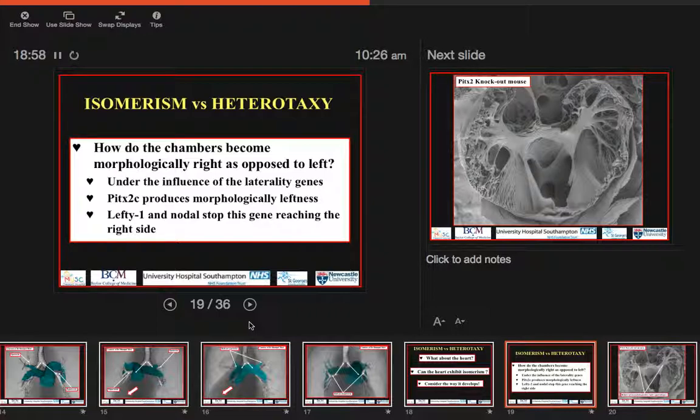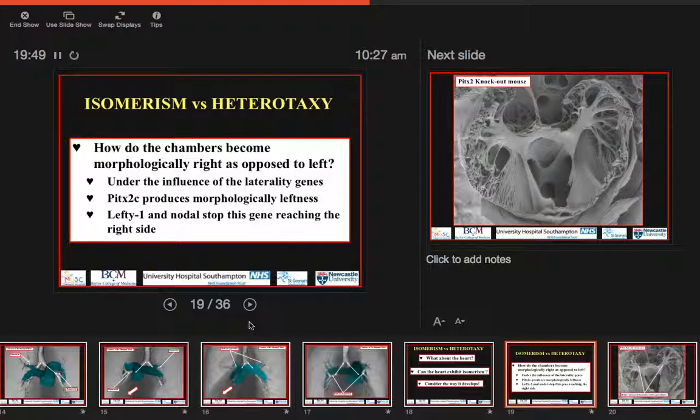But in the developing heart, there is this second gene, LEFTY1, that together with nodal stops PITX2 getting to the right side of the body. So the default option for the developing body is leftness, but if LEFTY1 and nodal are behaving properly, they stop the default option reaching the right side. So if PITX2 produces leftness and we knock out PITX2, so there is nothing giving us the default option, what will we have? Both sides of the embryo will be morphologically right. Yes? All happy with that?